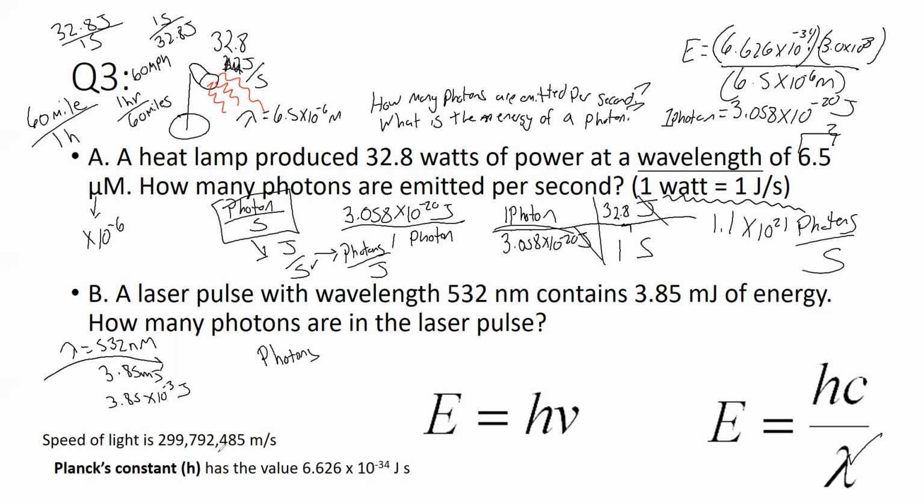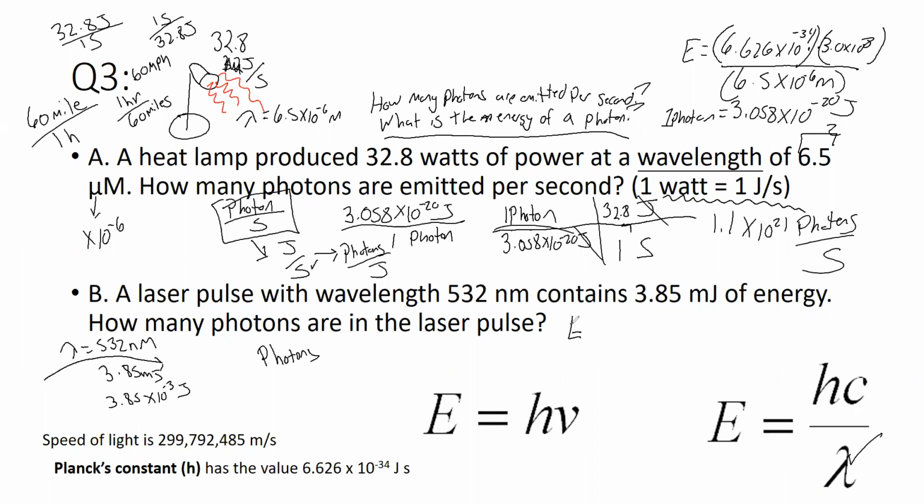And again, I have something that's in joules, and this equation will give me joules per photon, or photons per joule rather. So I have a way to convert between the two. So again, the hidden question is just like what we had in 1: what is the energy of a photon for this wavelength of light? So that's what we should be doing first.